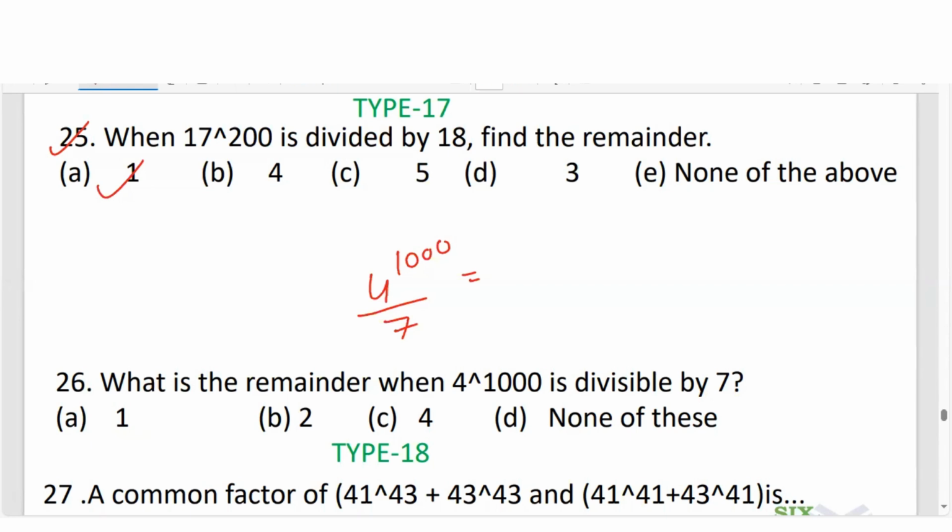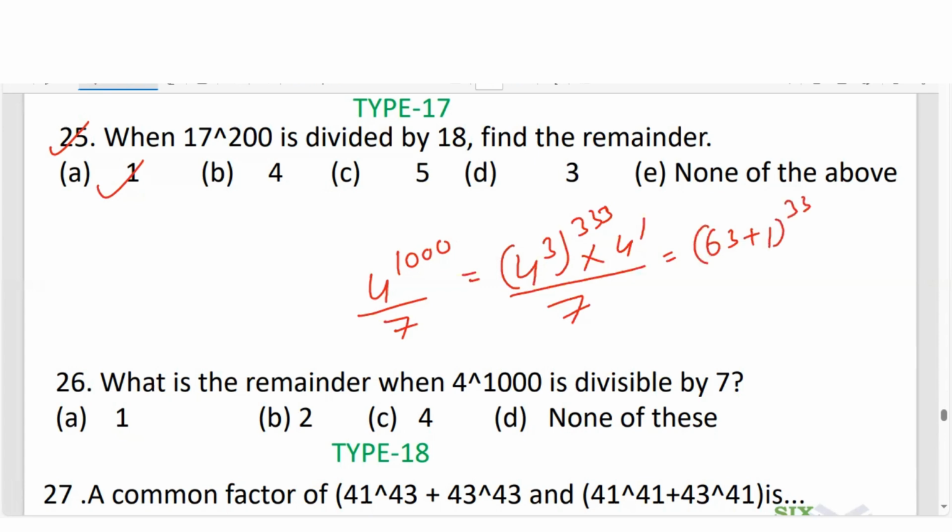So when we go for this number, 4 cubed is 64, so 4 to the power 3. Then we can write 3 times 333 is 999, into 4 to the power 1. You know the format, x to the power m plus n, so it gives 999 plus 1, that is 1000. When the base is the same, we can add the powers. Now the technique: here 4 cubed is 64. So we can write (63 plus 1) to the power 333, and then times 4, divided by 7.